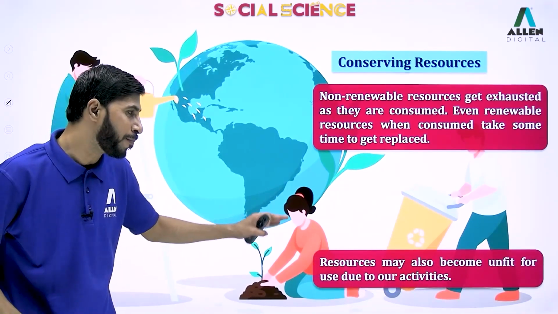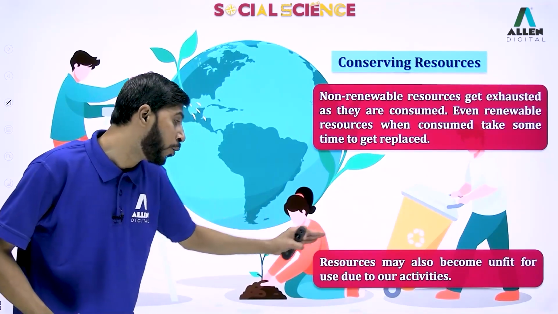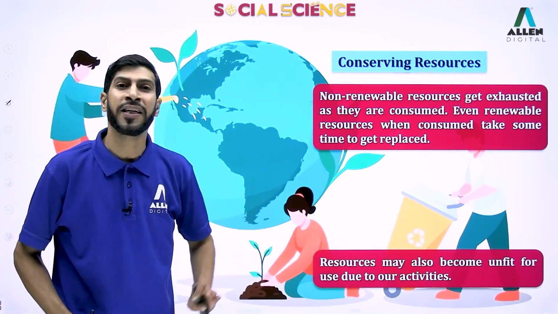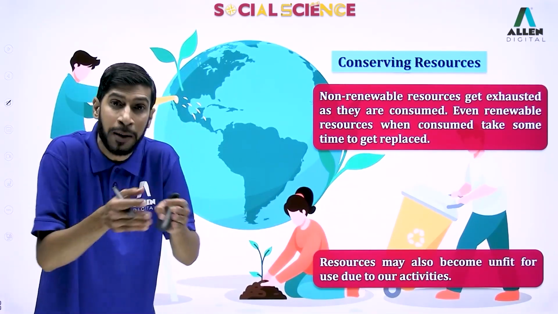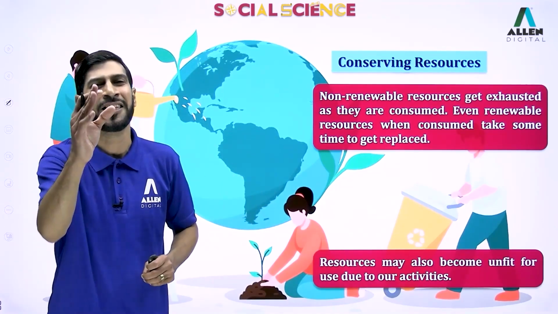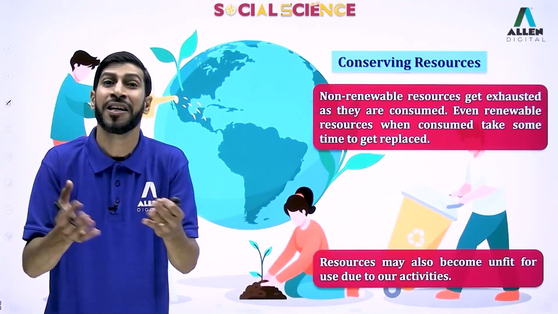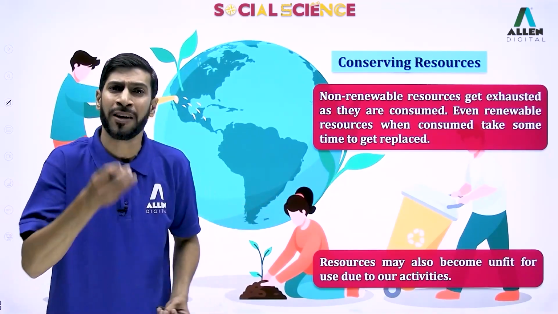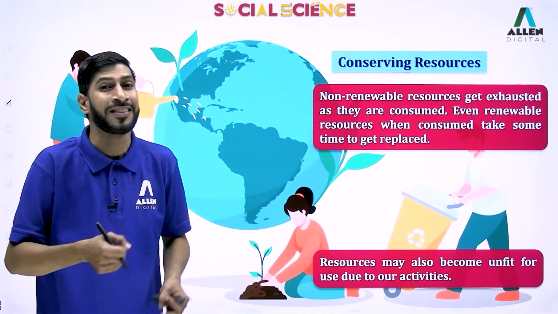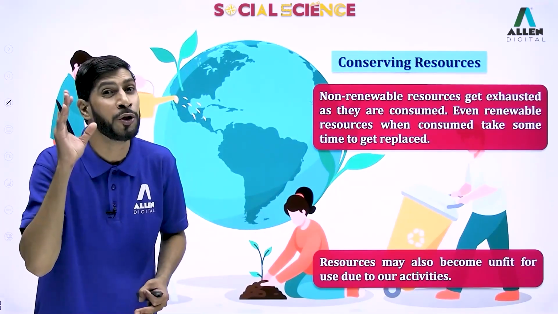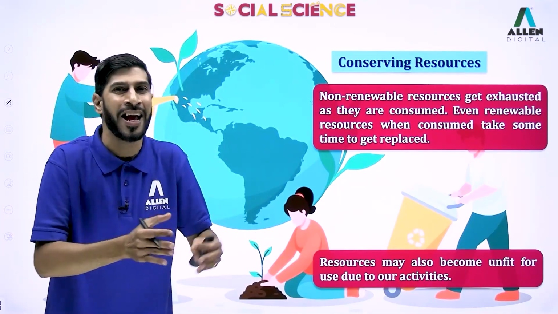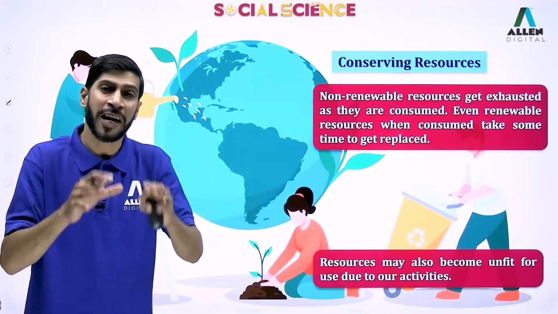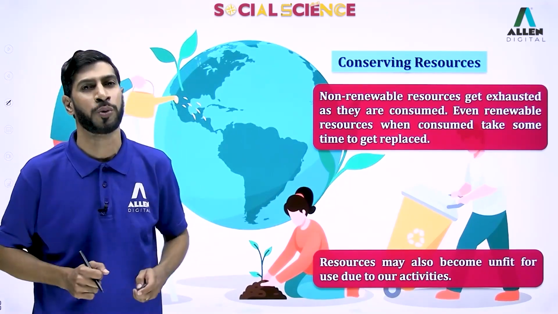Resources may also become unfit for use due to our activity. There are some resources which might become useless. Let me give you an example: water bodies, the rivers. Because of human activities and pollution, the water which can be utilized is becoming unfit. So we should know where to throw the waste, and that is how we can save our environment and conserve our resources.